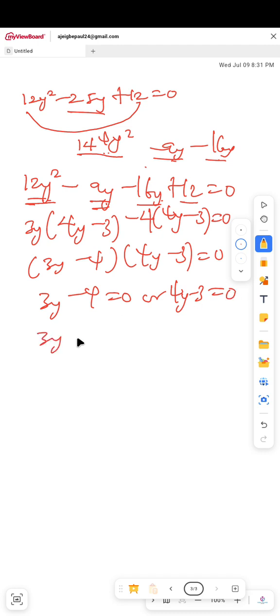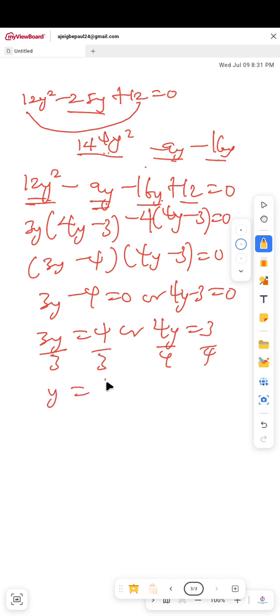So 3y will be equal to 4 or 4y will be equal to 3. So you divide both sides by 3, and here you divide both sides by 4. So we have y equals 4 over 3 or y equals 3 over 4.